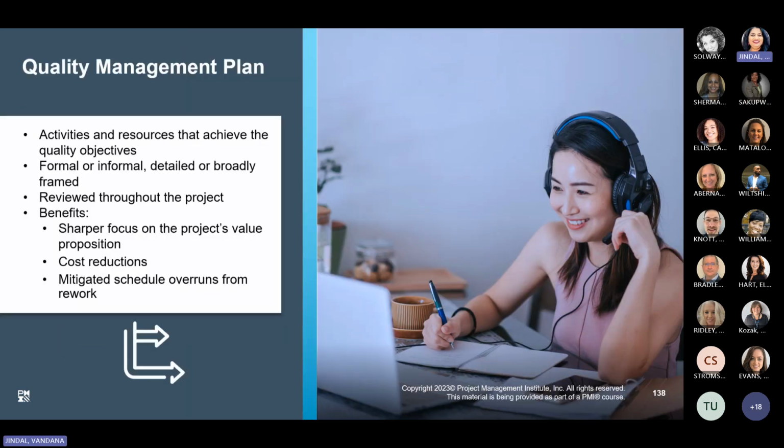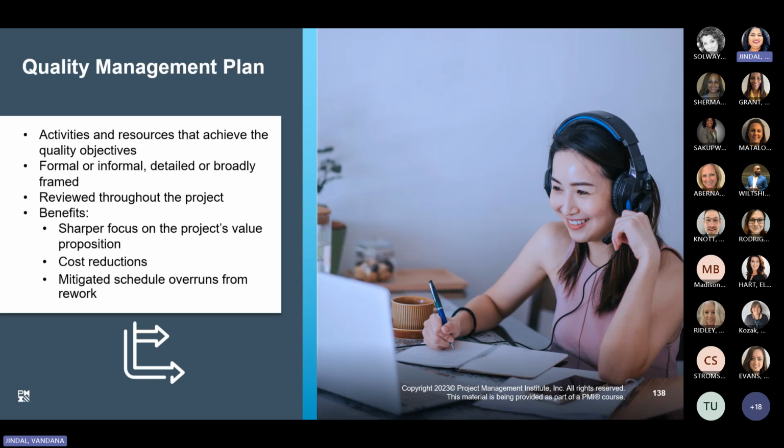Quality project plan. So quality management in a project is an aspect to ensure that final deliverables meet the desired standards and provide the expected value to the stakeholders. So it includes activities and resources that achieve the quality objective.